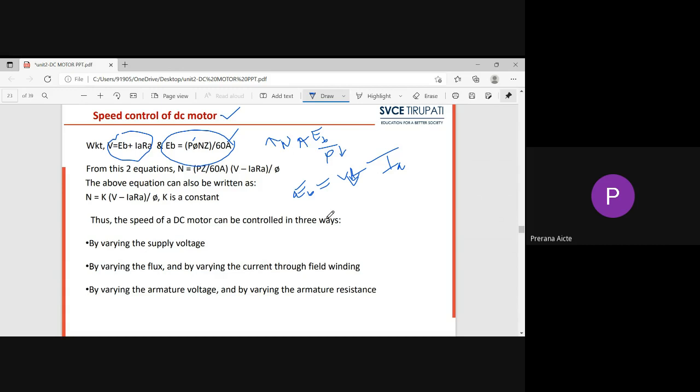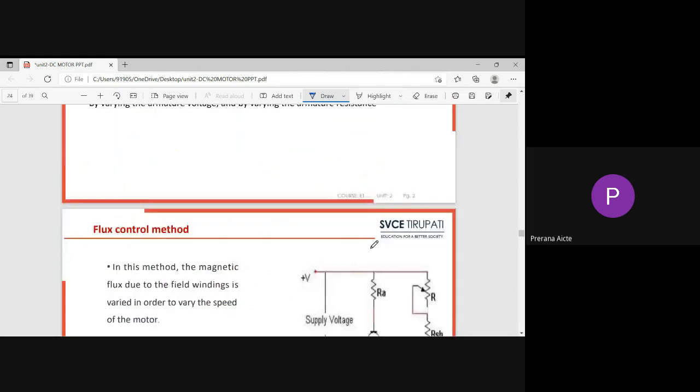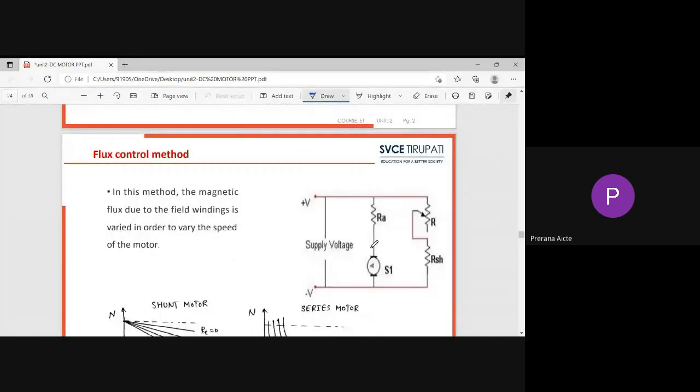These are the basic speed control methods to control the speed of the DC motor: by varying the supply voltage, by varying the flux, and by varying the armature voltage, that is nothing but by varying the armature resistance. These are the three basic methods to control the speed of the motor. Now we can see how these methods act in shunt motor, series motor, and compound motor.